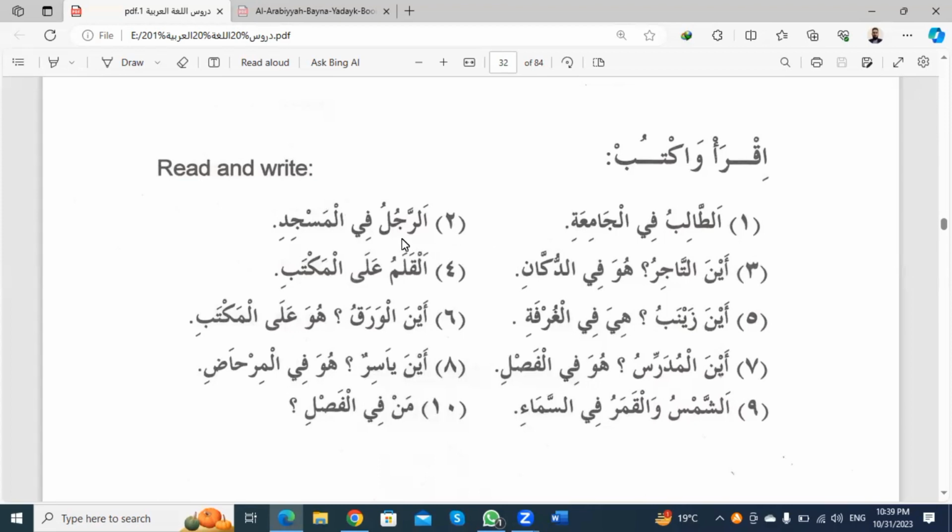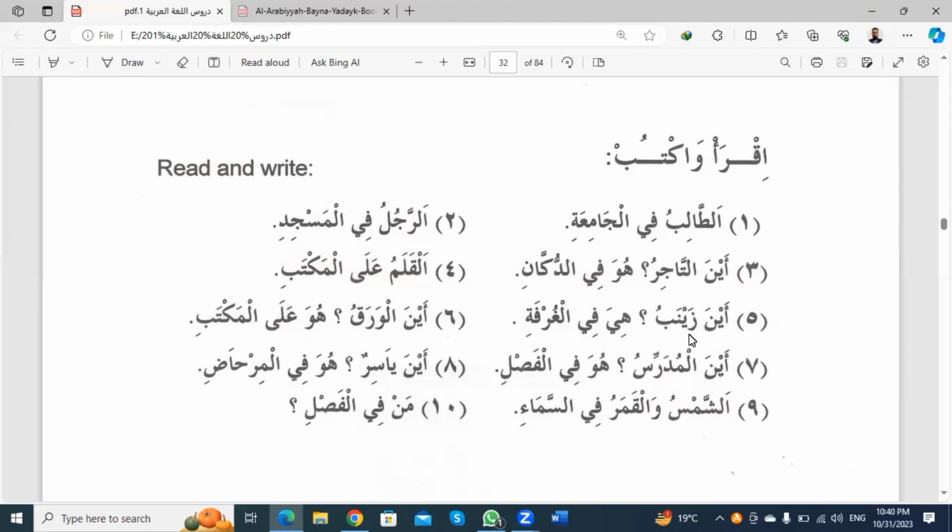Ar-rajulu fil masjidi. Is the man in the mosque? Yes, the man is in the mosque. So this is Aina at-Tajiru, where is the merchant? Huwa fi dukani, he is in the shop. Al-qalamu على المكتب. The pen is on the desk.